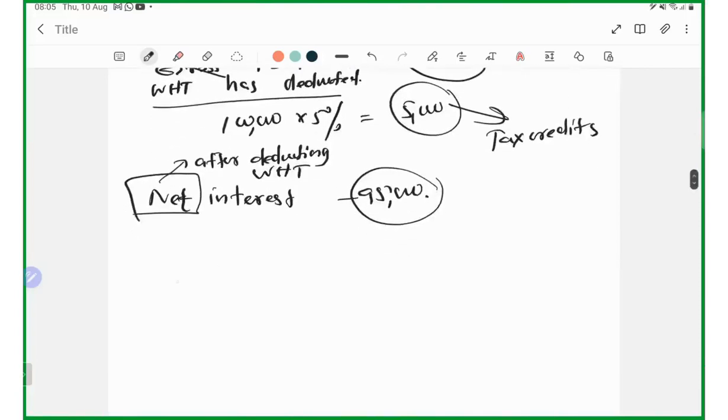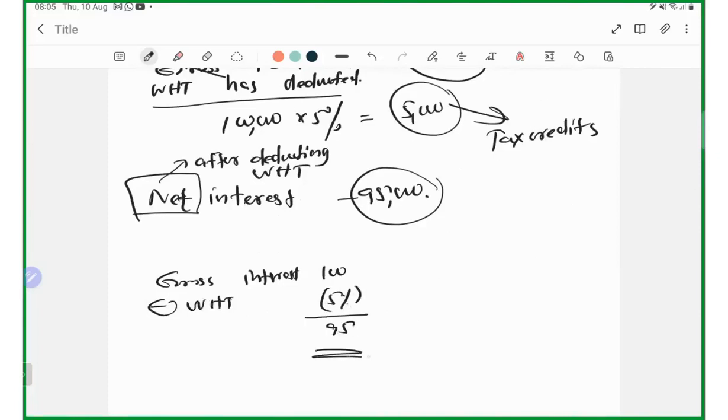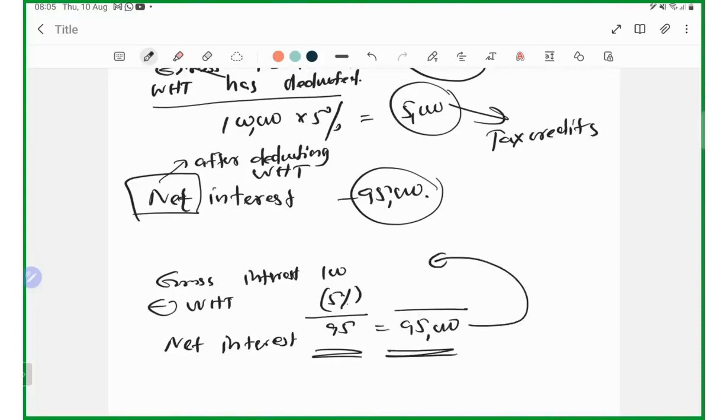That means here, if the gross interest is 100, the relevant withholding tax is 5%, right? So then you get 95 rupees. That is net interest. Now you know the difference between the gross and net is the withholding tax. So now you have received the net 95,000. Then you need to find the gross. How can you find that? 95,000 divided by 95 and multiplied by 100. So here you can see gross interest is 100.